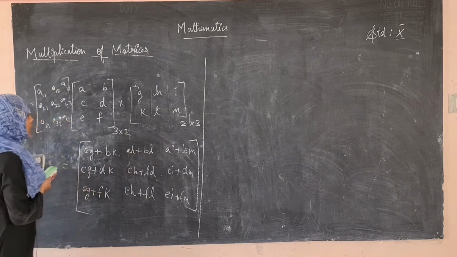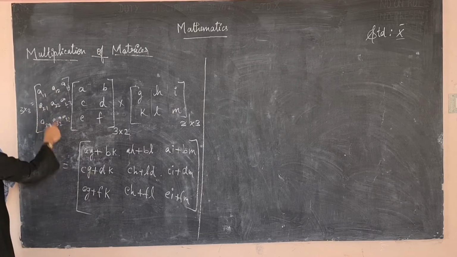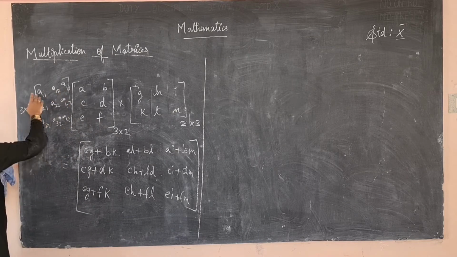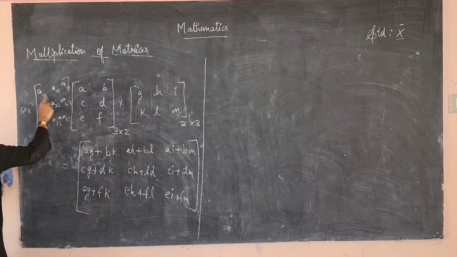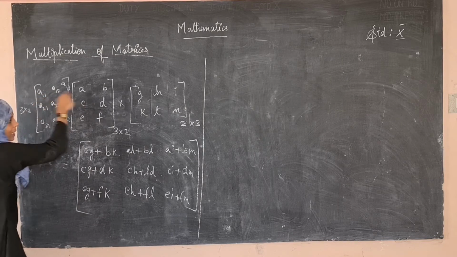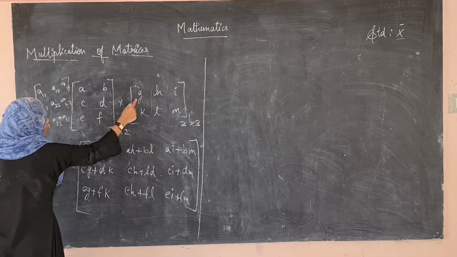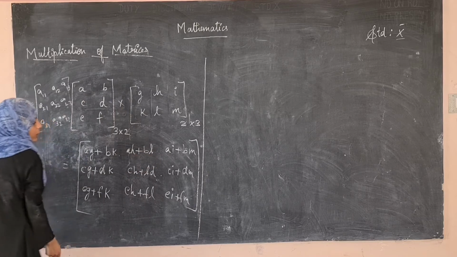How are we going to proceed? Since it is a 3 cross 3 matrix, it contains 9 elements of this form: A11, A12, A13, etc., till A33. See, first one A11. A11 means first row in the first matrix and first column in the second matrix. So A into G plus B into K. Likewise, you have to proceed.